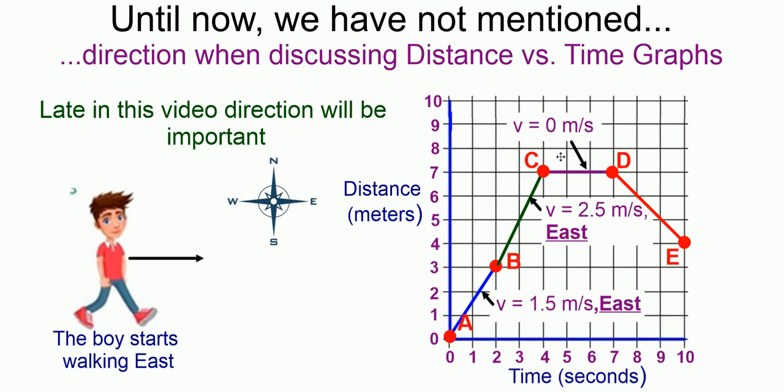And as we learned before, a flat line here means he's stationary, his velocity is 0, he's not moving. So between here and here, he moved east, not moving any direction here, but now things are going to be a little different here. Watch.